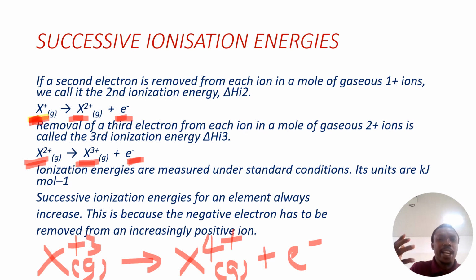So successive ionization energies for an element always increase, and this is because the negative electron has to be removed from an increasingly positive ion. That is what we mean by successive ionization energy. Please, I want us to know that the unit of ionization energy is kilojoules per mole. So we'll talk about successive ionization energy. You are removing 1 electron at a time.